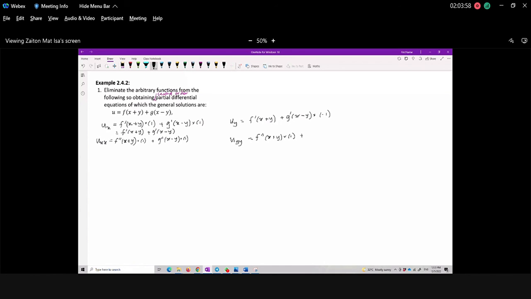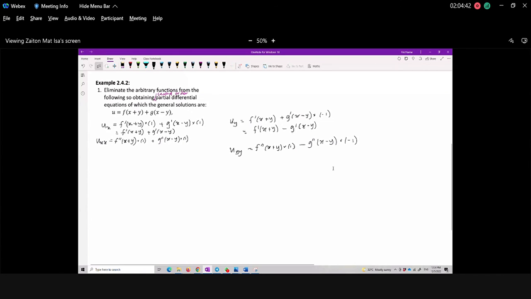But here, if I write it a bit lower, it becomes minus. So uyy: f double prime times 1. Here, minus g double prime x minus y. It has to be multiplied with minus 1 again, the derivative of x minus y, and the one in the bracket will give us minus 1.